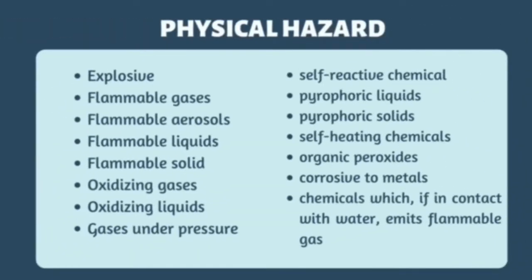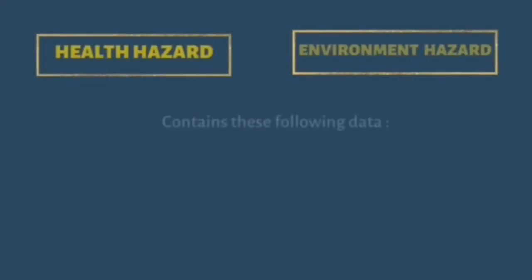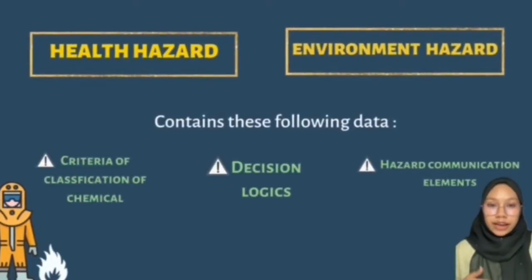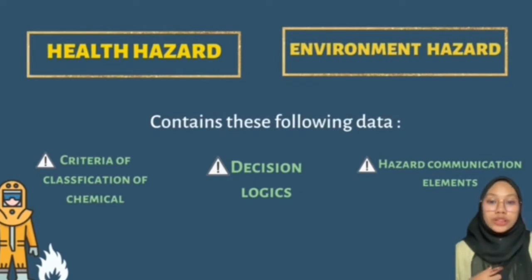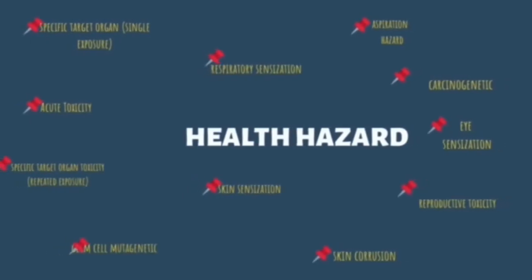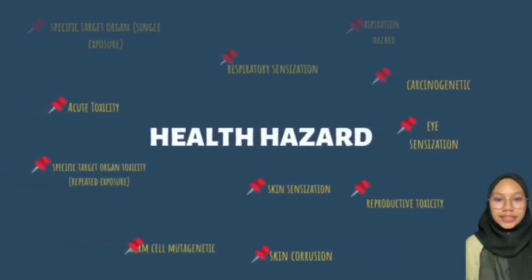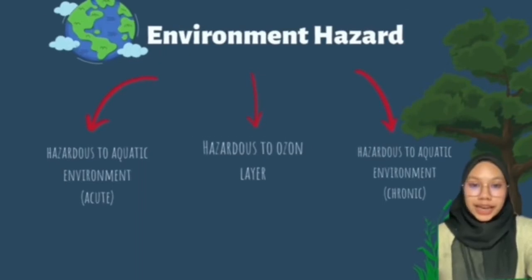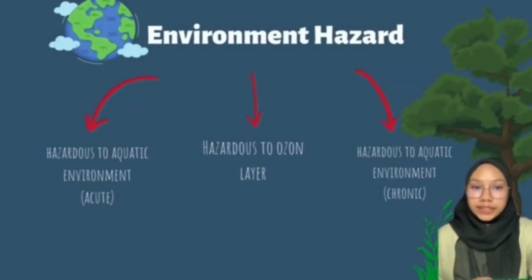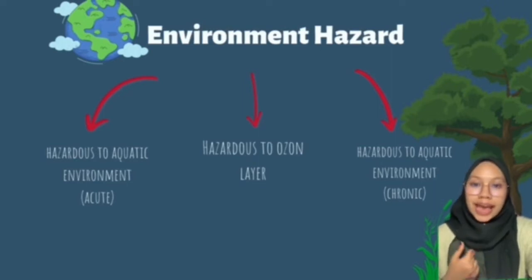Okay, next, these are the types of physical hazard. Classification of chemicals for health hazard and environmental hazard contains the following data. First is criteria of classification of chemicals. Second is decision logic. Third is hazard communication elements. There are 11 types of health hazard. The environmental hazard is divided into 3 parts. First is hazardous to the aquatic environment, acute and also chronic, and lastly is hazardous to the ozone layer.